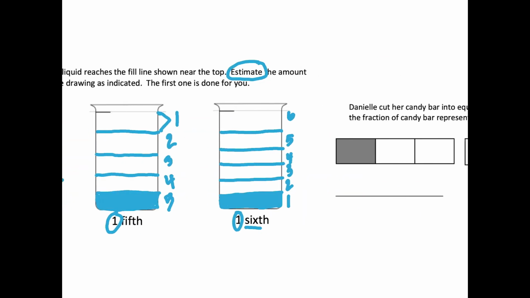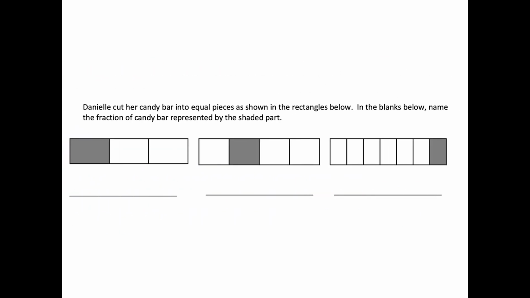Okay, let's go to the next slide. All right, now we are using these long strips of paper, and they're pretending that these are candy bars. Danielle cut her candy bar into equal pieces as shown in the rectangles below. So each of these strips of paper is considered a candy bar. In the blank below, name the fraction of candy bar represented by the shaded part.